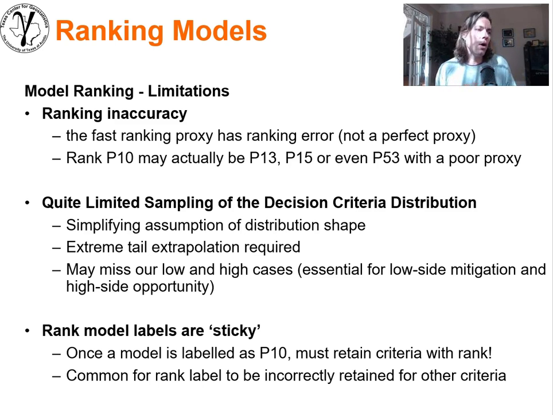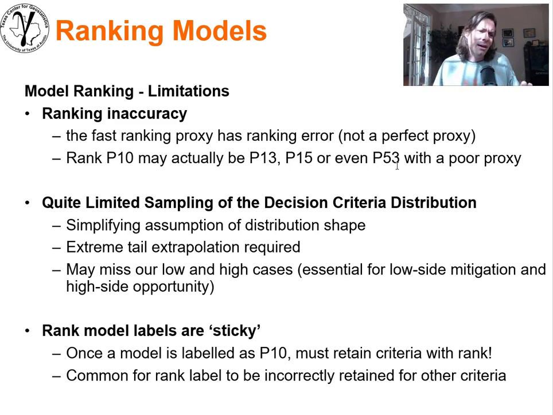Once again, the main problem, the limitation of ranking, is ranking inaccuracy. We expect to have some degree of error. You predicted it to be a P10, it may actually be the P13, the P15, or maybe even the P53 if you have a poor ranking measure. It's not a good proxy, or not a good indicator of the relative value.